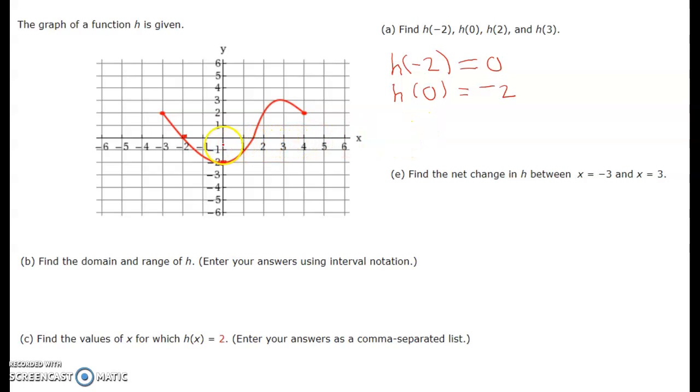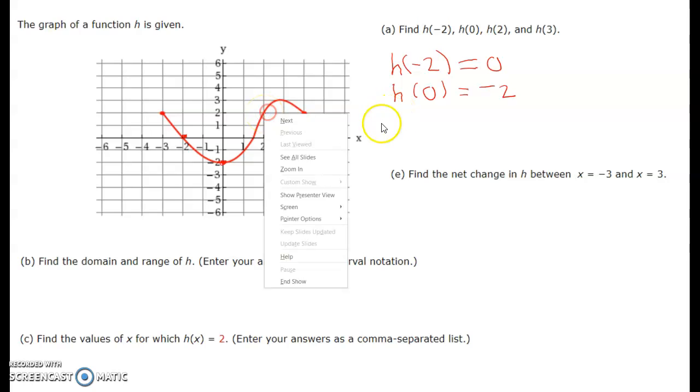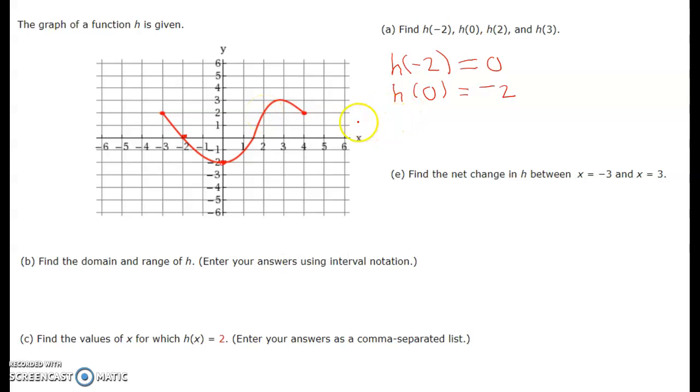H of 2, we go to the graph and find 2 on the x-axis and go up to the function h and determine its y-coordinate. The y-coordinate there, where x is 2, is also 2. So h of 2 is equal to 2. Finally, in part A, we're asked to determine the value of h of 3. So we go to where x is 3 and up to our graph, and we see that the y-coordinate there is also 3. So h of 3 is equal to 3.